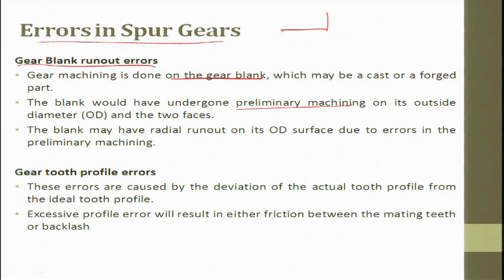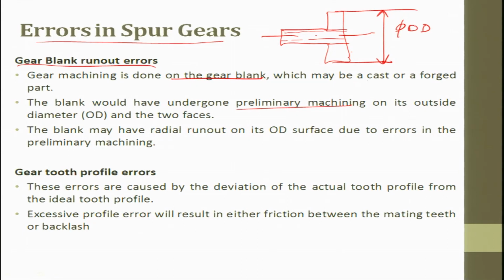So, when you try to talk about it, you have something like this. This is a blank. What we try first is to maintain this diameter, the outer diameter OD, and then we also try to maintain these faces, these are the faces where the gears are. Sometimes it is on the face, then that also has to be done.